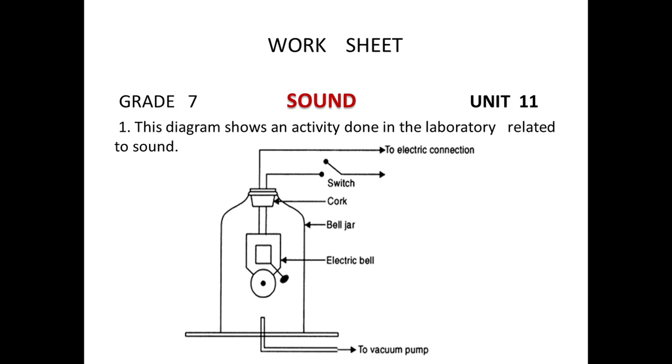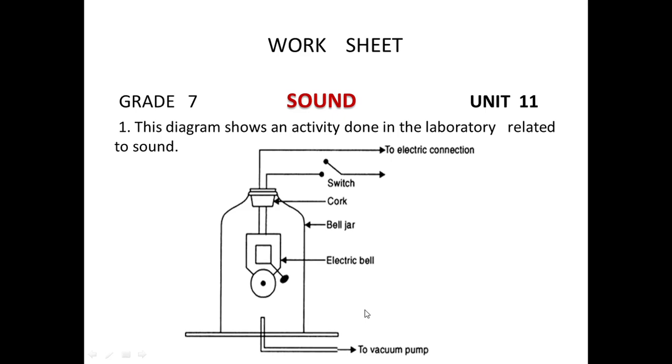Then the worksheet will follow. Sound, grade 7, unit 11. First question. This diagram shows an activity done in the laboratory related to sound. Look at this diagram. You can see an electric bell jar, a cork, a switch, and these two wires are connected to the electricity, and the bell jar is connected to a vacuum pump.